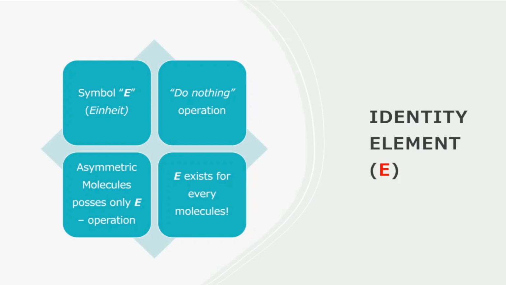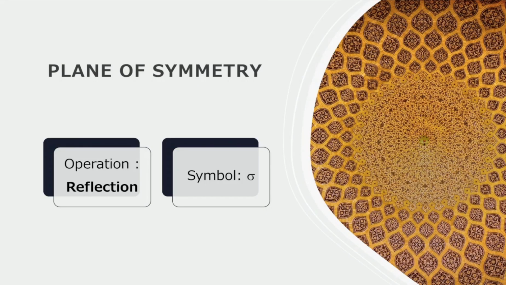Okay, let's come to the second one, which is reflection, and the symmetry element in this case is a mirror plane. The symbol used to represent a reflection operation is the lowercase Greek letter sigma. A molecule is said to possess a plane of symmetry if a reflection through an imaginary plane in the molecule leaves the molecule indistinguishable from the original configuration.